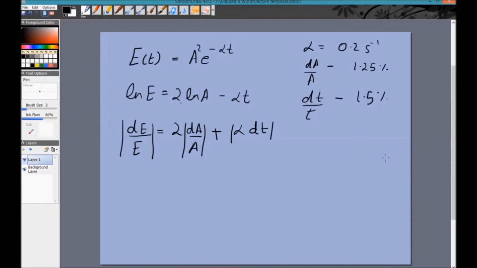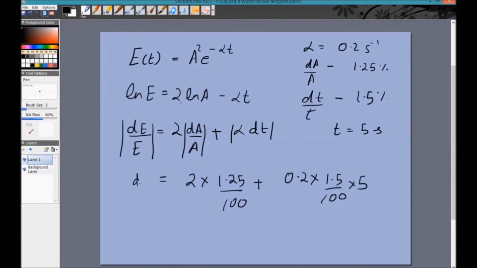Because even in A minus B, the errors are error in A plus error of B, right? So this is dA by A is 2 times 1.25% plus alpha is 0.2 times dt. Now dt by t is 1.5% and we are given that t is 5 seconds. So dt will be 1.5% of 5 seconds.